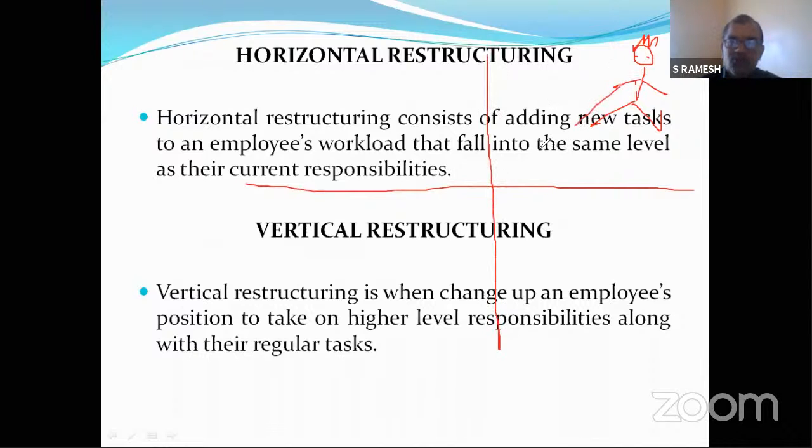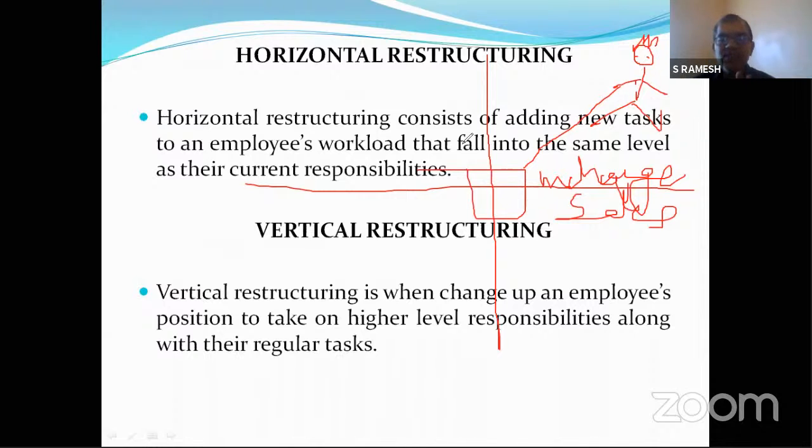This candidate is working at this level in the organization. Suppose he is working as an in charge for sales. He is sales in charge, let us take for example. See, in horizontal restructuring, what is happening is similar kinds of tasks, but different departments he will be allotted. The sales in charge will be removed and he will be made in charge for the production department or purchases department or accounts department or HR, human resources department.